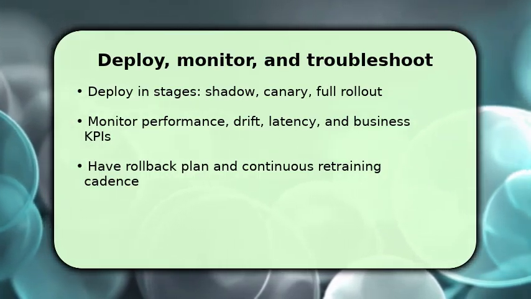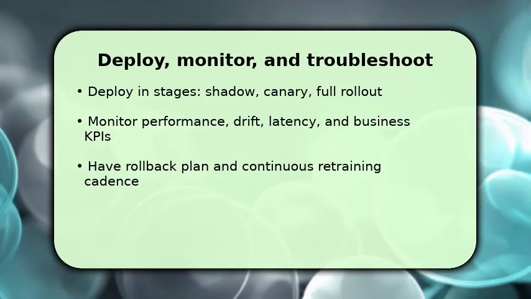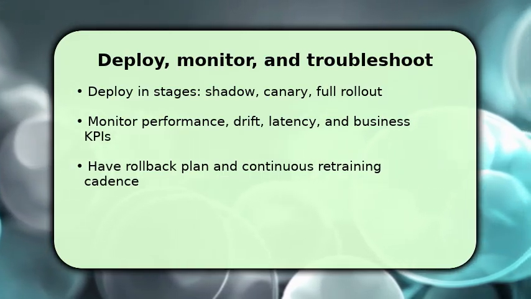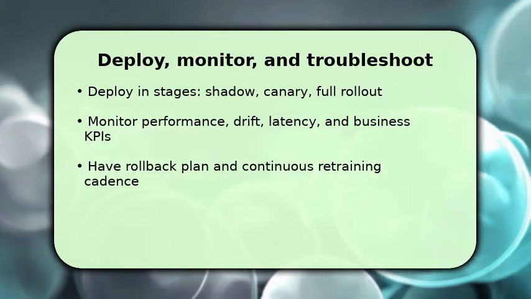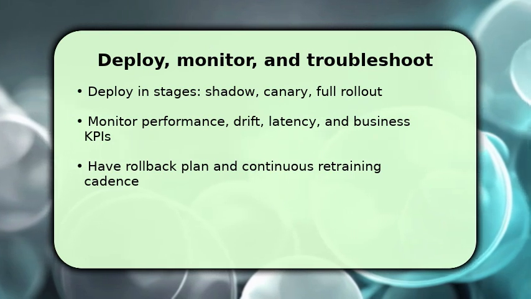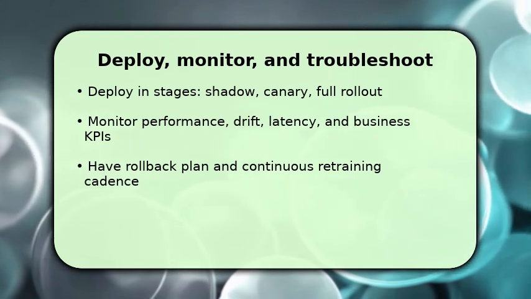If results degrade, troubleshoot by checking input schema, label quality, and distribution drift. Roll back to the last trusted model if needed. This final step completes delivery and keeps value flowing.